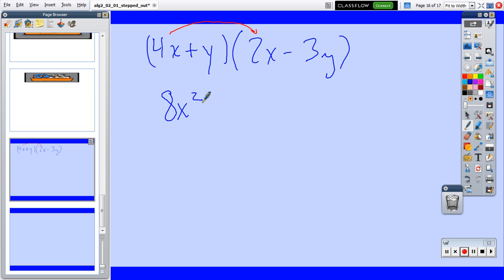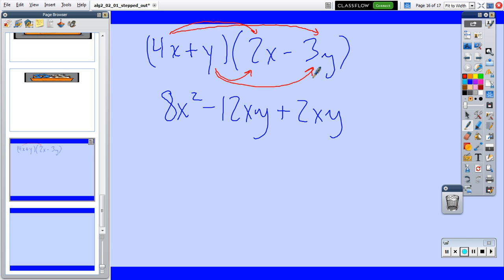And then first, outside, so we do the outside, guys. We have 4x times negative 3y, which is negative 12xy. And then we do the inside. We have y times 2x, which is positive 2xy. And then the last guy we have negative 3y times y, which is negative 3y squared.